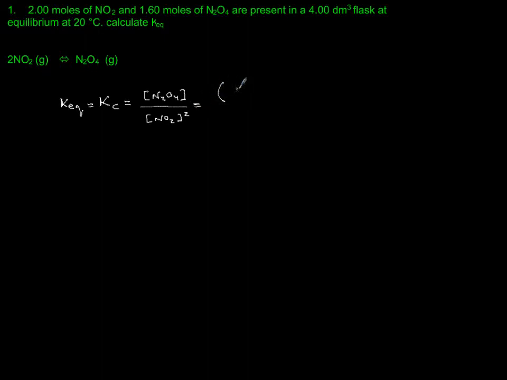Just be careful with the definition of concentration, which is moles: 1.6 moles of N2O4 divided by the total volume, 4 decimeter cube, divided by 2 moles of reactant divided by 4 decimeter cube, raised to power 2. When you do that, in the numerator you get 0.4, in the denominator you get 0.25, and your final answer is 1.6. That's your K equilibrium.